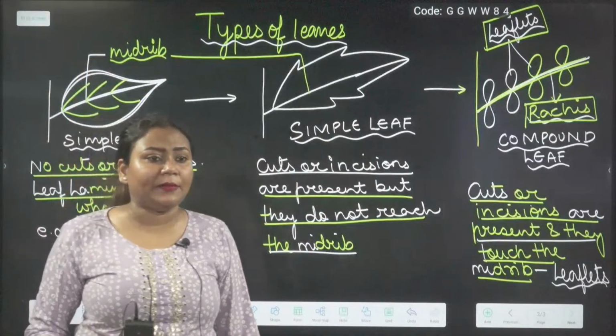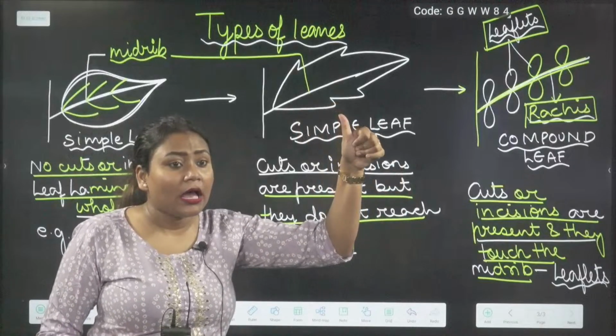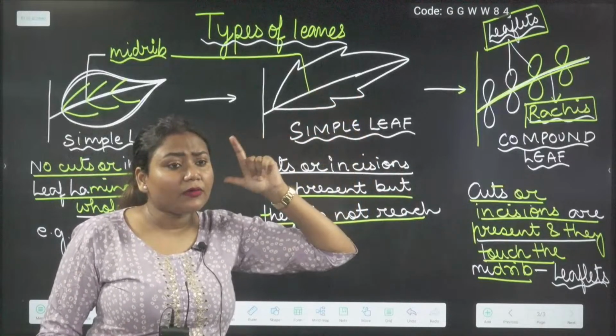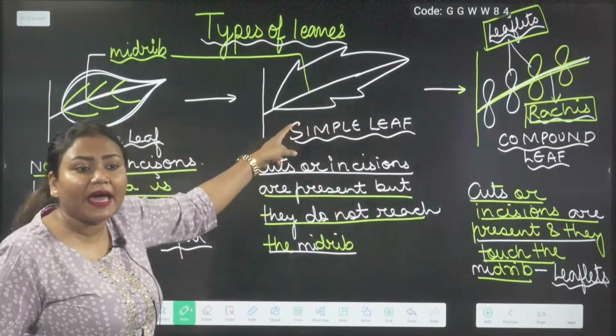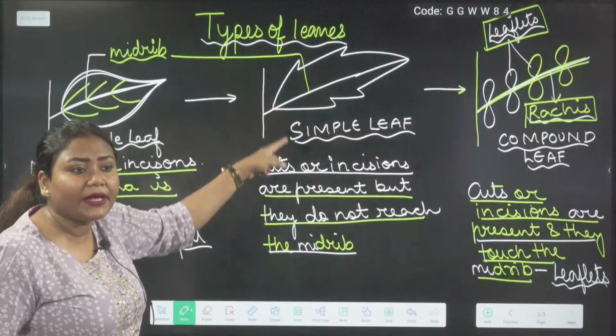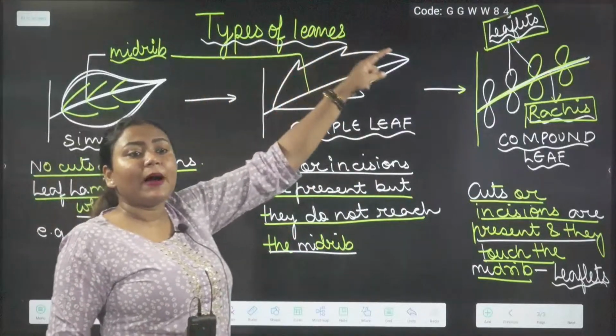Clear or not? Tell me. When the leaf lamina is whole, or when cuts or incisions are there but they do not reach the midrib, it is known as a simple leaf. What is a compound leaf?